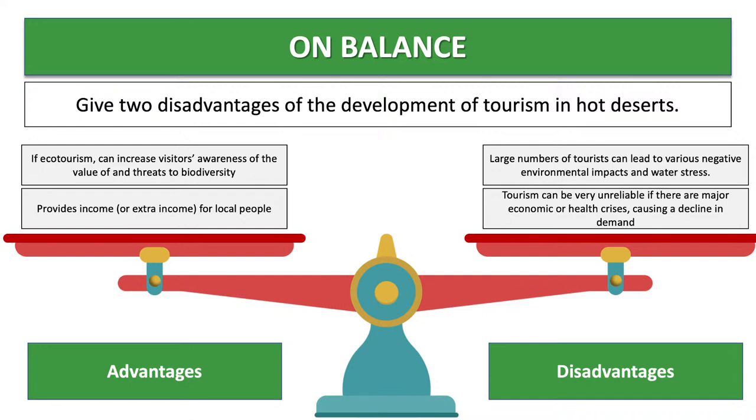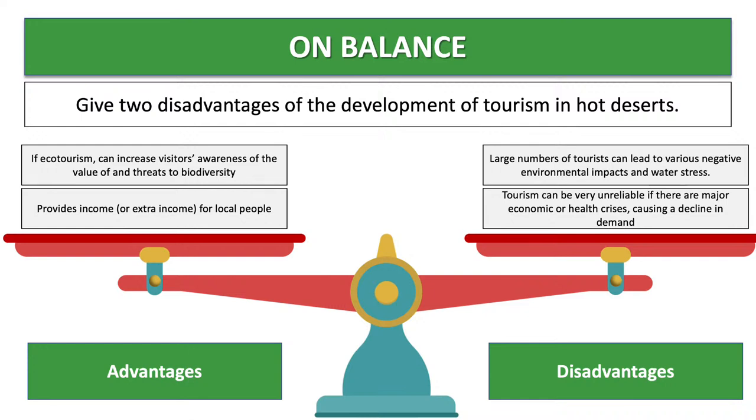Tourism can be quite unreliable as well. So, for example, if there's a major economic crash, for example, or a health crisis. Obviously, COVID is a really good example of that. Tourism is really on hold at the moment, which means they could have a decline in demand, which therefore means people won't be earning the money that they would expect to be. Think about also things like terrorist threats across the Northern Sahara. That's had a massive impact on tourism numbers over the years as well.